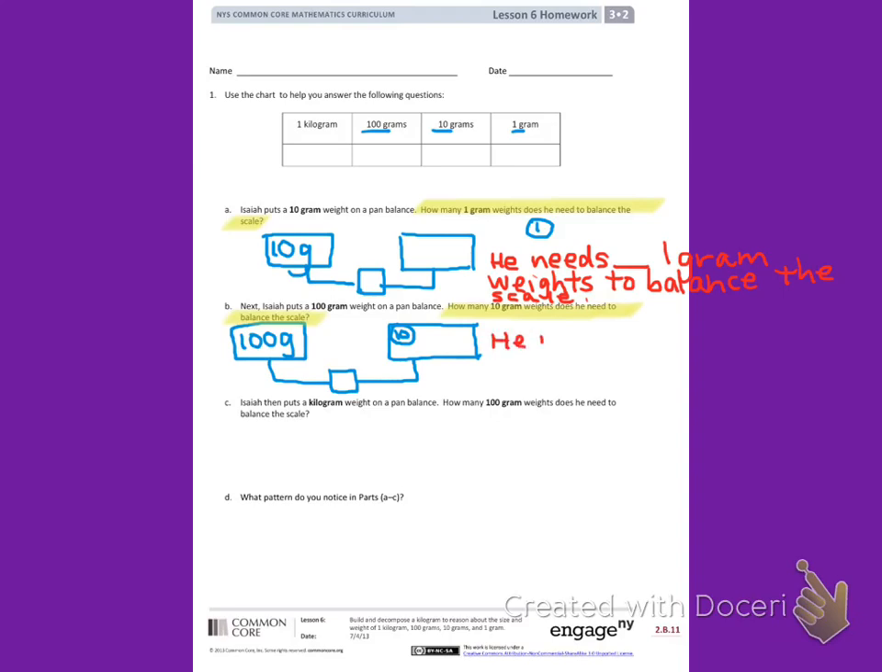He needs blank 10-gram weights to balance the scale.